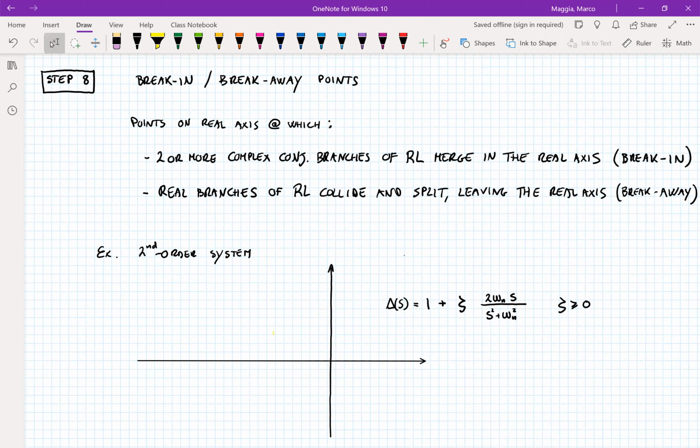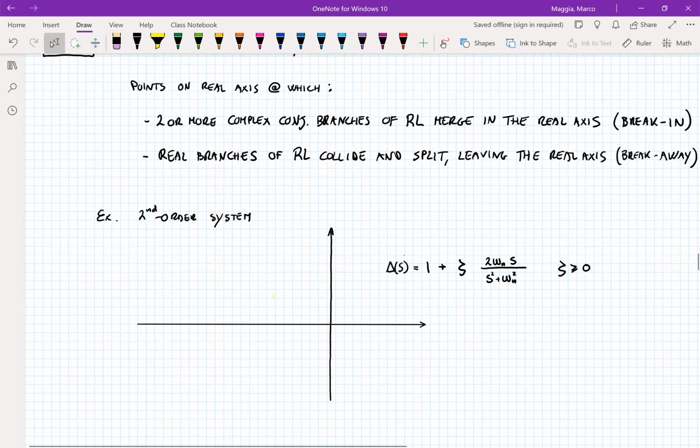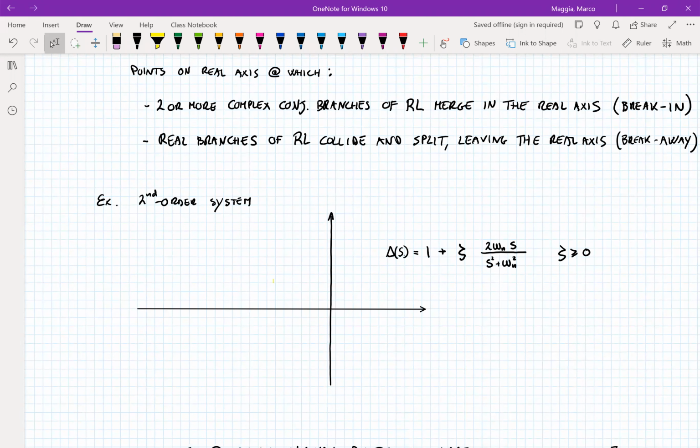I've already described what break-in or breakaway points are, but let's review what they mean. We have break-in or breakaway points when two or more branches of the root locus merge in the real axis, or they collide coming on the real axis and they have to break away from it in the complex, in the rest of the s-plane. Let me just give you an example.